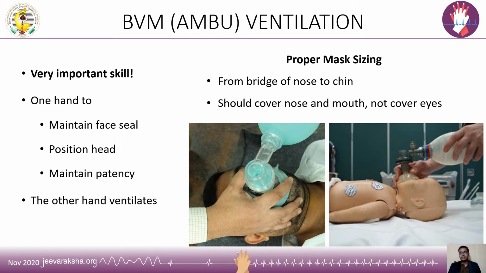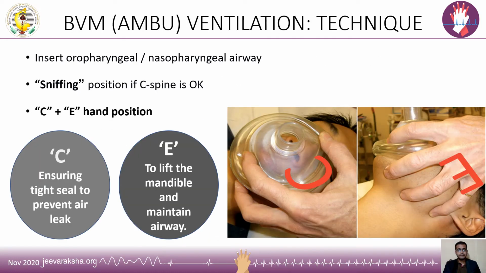When you're selecting the proper size of mask for bag mask ventilation, you should make sure the narrowest portion of the mask sits on the nasal bridge of the patient, and the widest region of the mask sits on the mentum. So this will indirectly tell you this is the right size of the mask, and whenever you're bag masking, there won't be much leak if you have selected the right size of the mask.